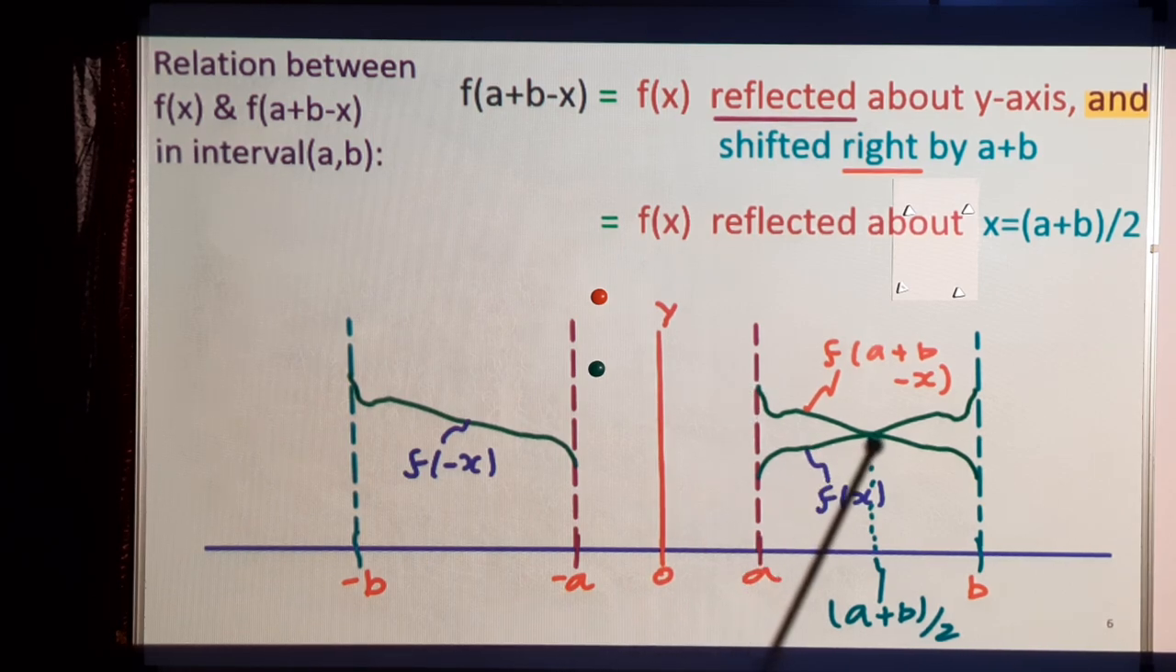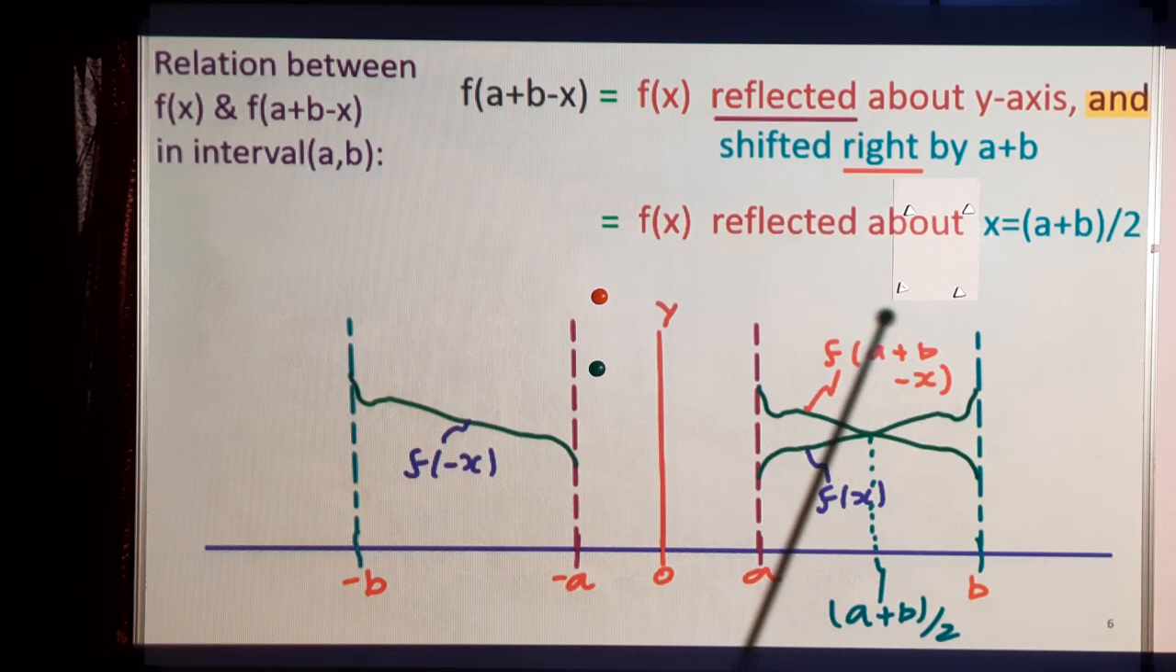So for this function, first you have to reflect, then shift towards right. This is the same as reflecting this function about the middle point, which is a plus b by 2. In between a and b, the midpoint is a plus b by 2. So about this middle point, if I reflect this function f of x, I'll get f of a plus b minus x. So this result also we can use.